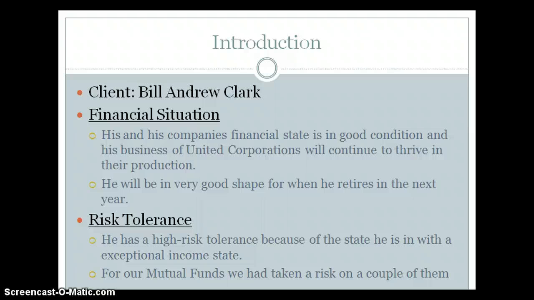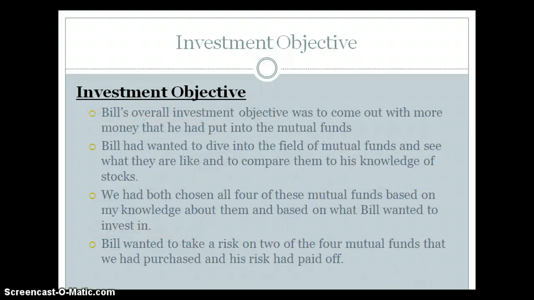Introduction. Client, Bill Andrew Clark. Financial situation. He and his company's financial state is in good condition, and his business of United Corporations will continue to thrive in their production. He will be in very good shape for when he retires in the next year. Risk tolerance. He has a high risk tolerance because of the state that he is in with an exceptional income state. For our mutual funds, we had taken a risk on a couple of them.